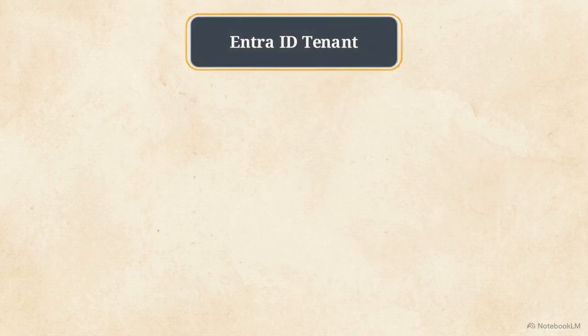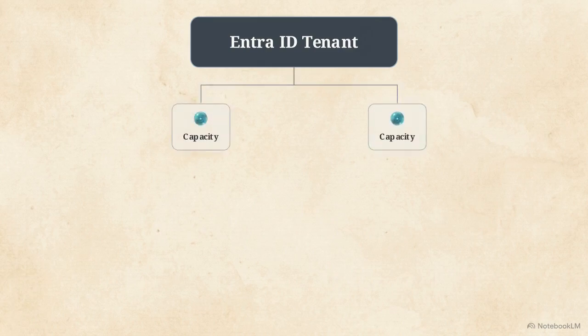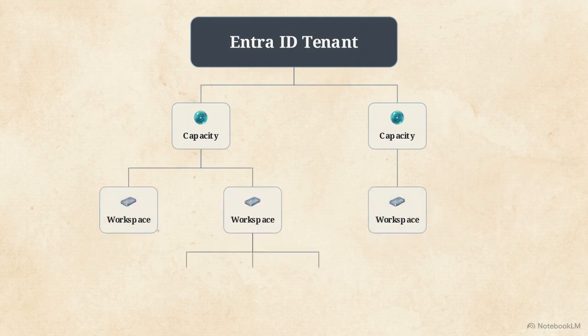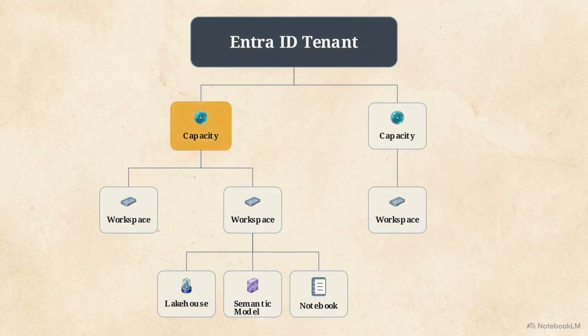The primary boundary of the entire architecture is the Entra ID tenant. Every data asset, workspace, and compute operation in Fabric exists within this single organizational boundary. Fabric dictates a strict four-level hierarchy to manage this environment. The tenant contains the capacity, which hosts the workspaces, and workspaces contain specific analytical items, like notebooks or semantic models.